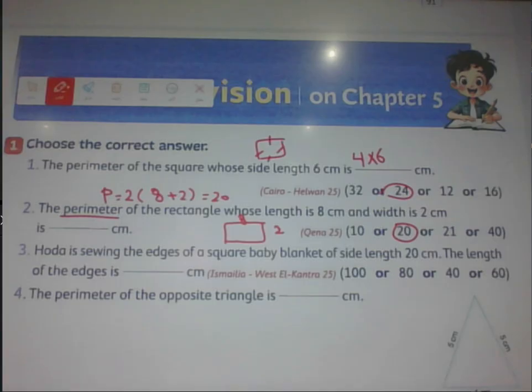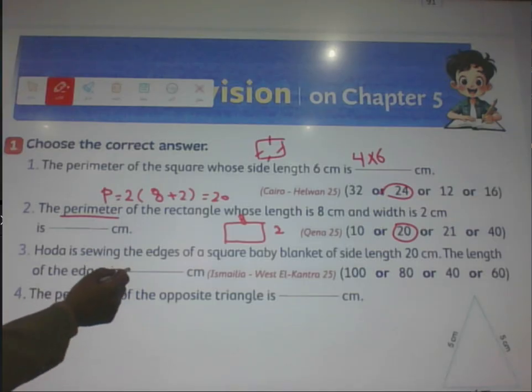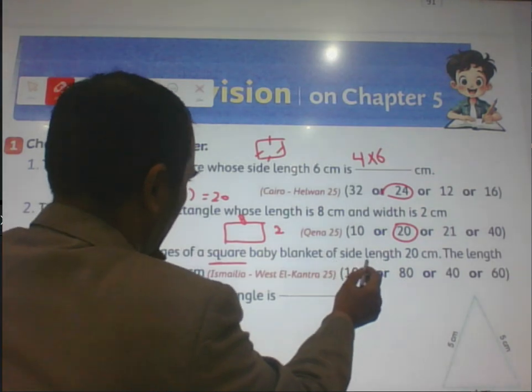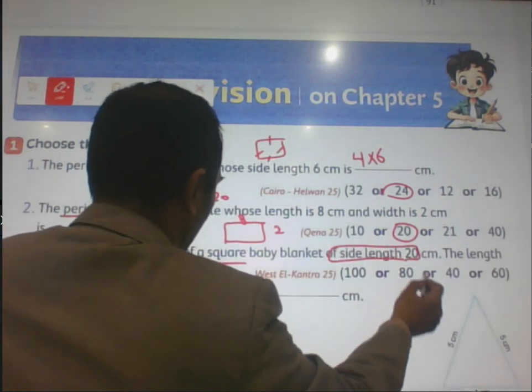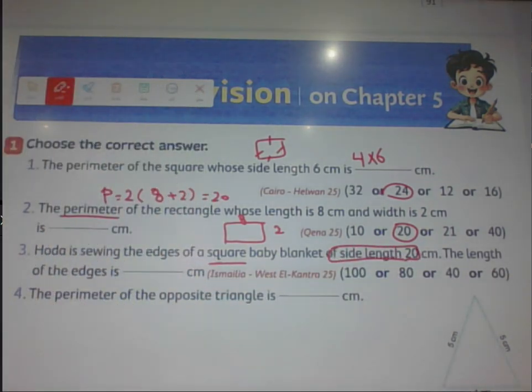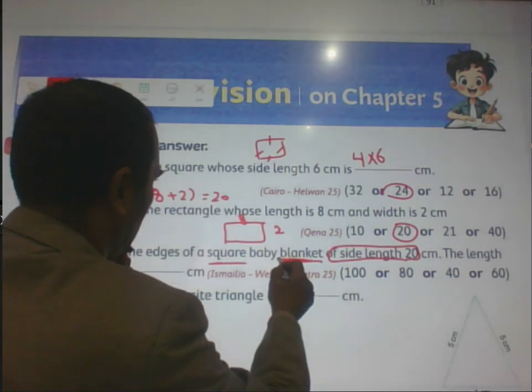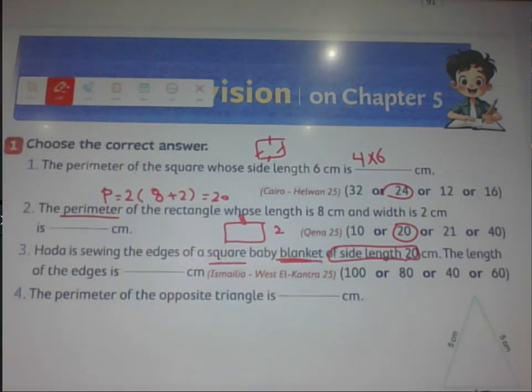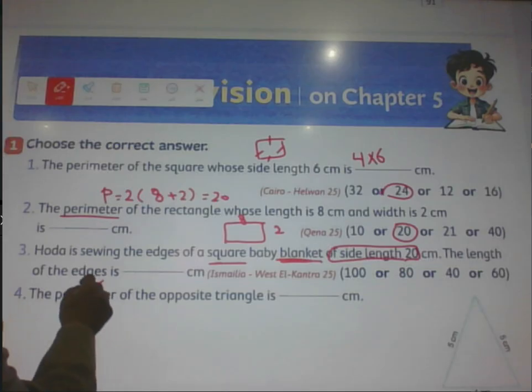Next question. Huda is sewing the edges of a square baby blanket with side length 20 centimeters. Then the length of the edges equals what? We have a square blanket with side length 20 centimeters. Okay, the length of the edges will be what? In centimeters. We want to find the length of the edges.